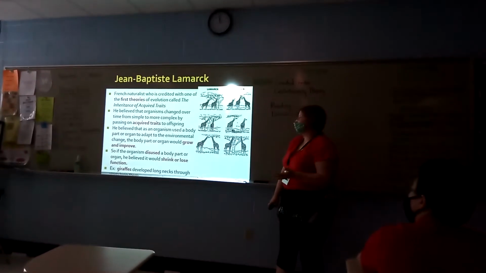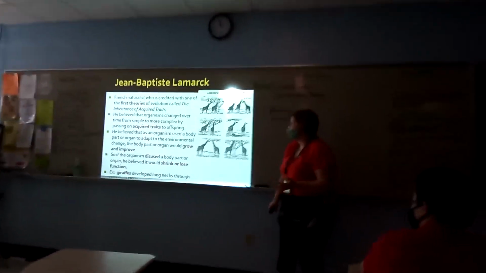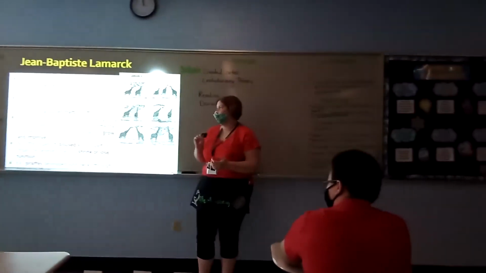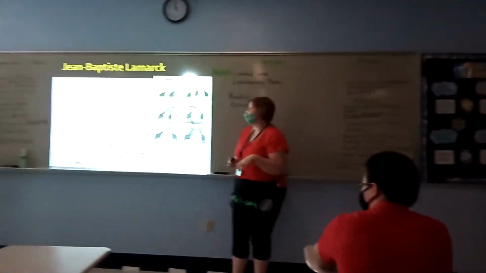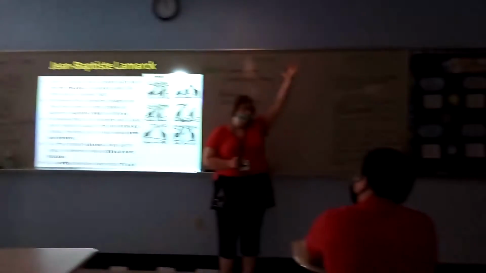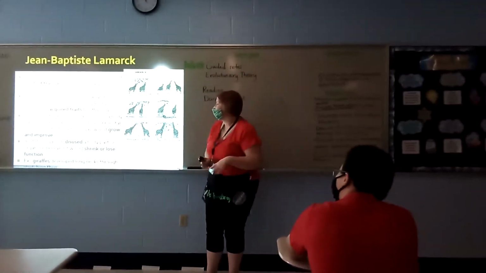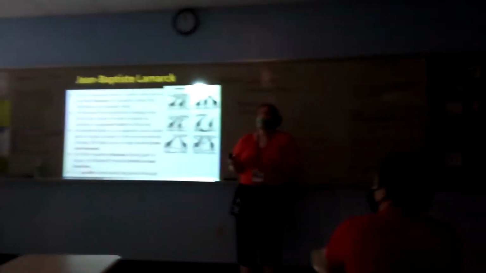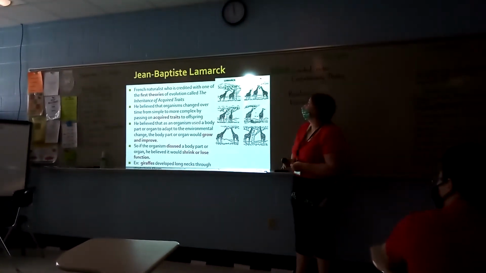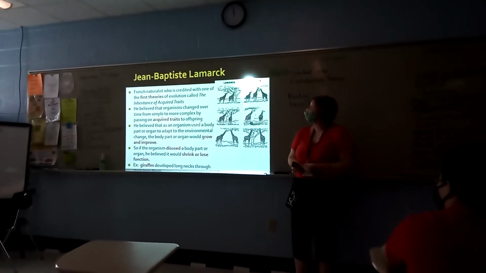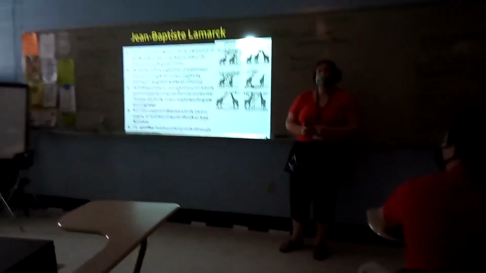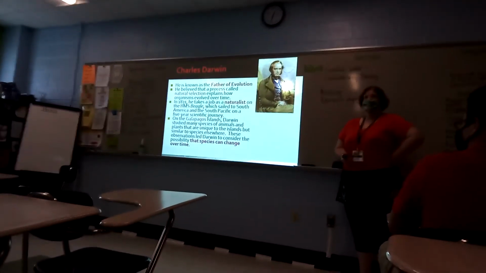So we know that he was incorrect in that aspect. He called that use or disuse. Okay, so if an organism disused a body part, it would shrink and go away and lose function. And if you used a body part, it would grow. Okay? So we know that that's not true, but he was one of our first scientists to come up with an idea for evolution. And then we'll probably need to stop for lunch at this point.